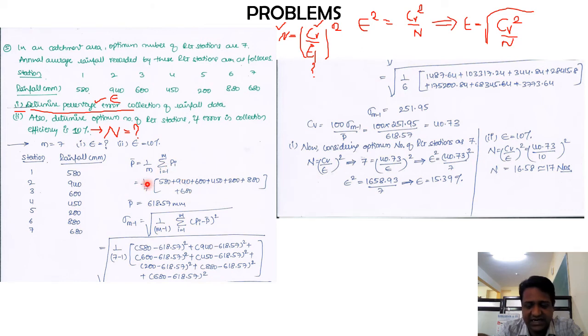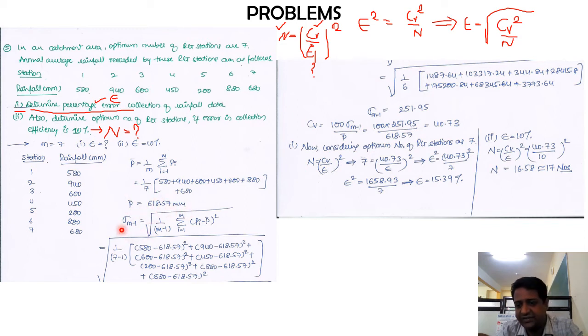These are the values varying from P1 to P7, and once you do the calculation, you will ultimately end up with 618.57 millimeters. So this is the arithmetic average for the rainfall data that has been given.